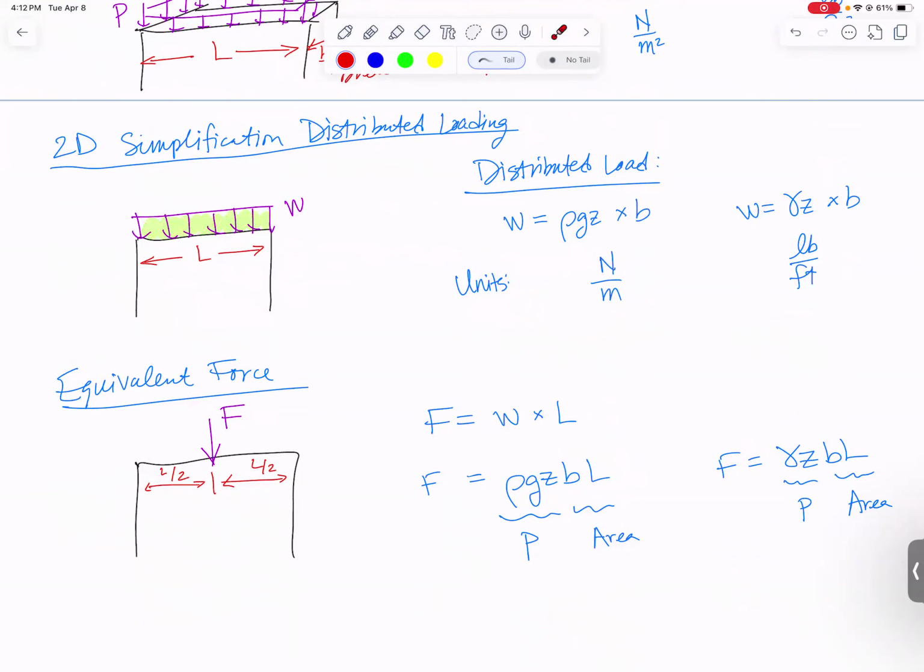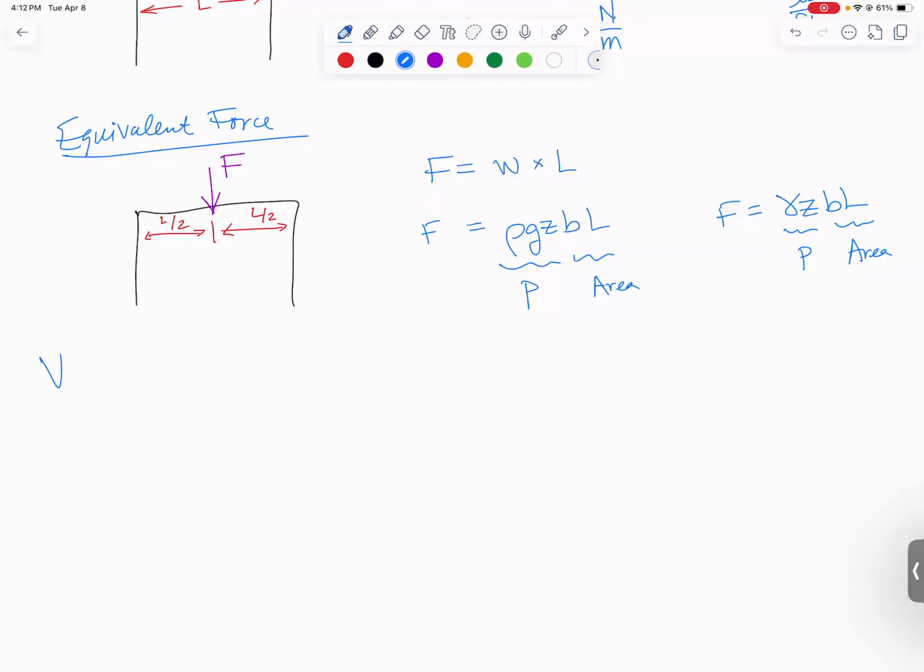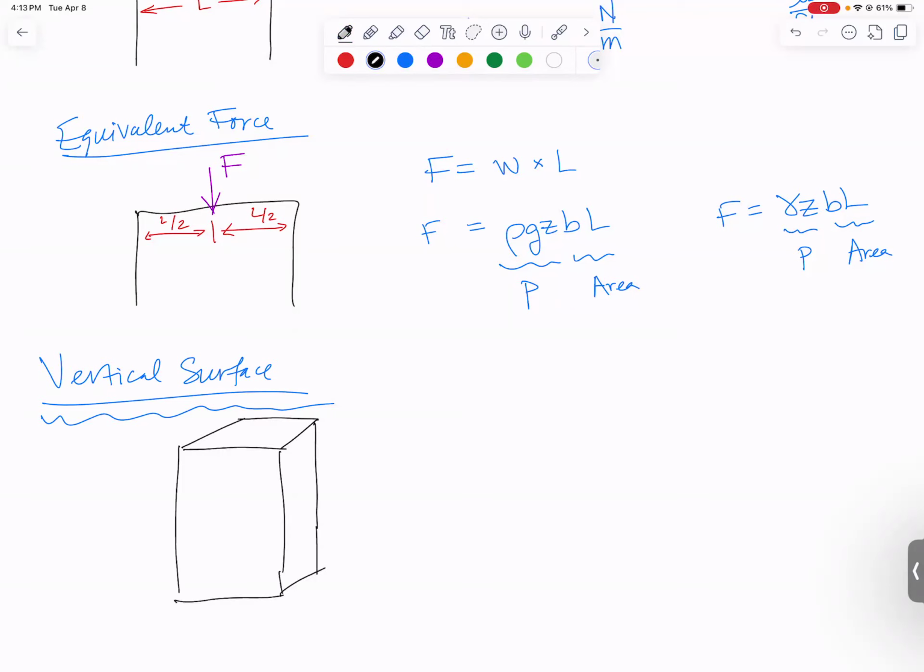We did the horizontal plate. Let's do a vertical one. So what if we have a vertical plate or surface? So the picture looks like there's my vertical surface. I have a surface of the water up here. So I want to look at maybe this left edge over here, this left surface right there.